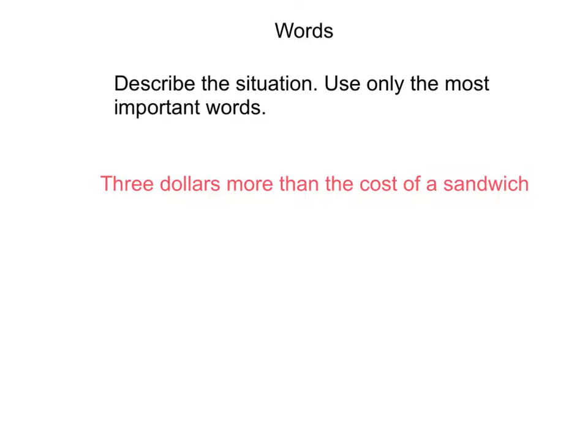So let's take a look at this example. It says $3 more than the cost of a sandwich. The first thing that's important is the $3, because that's telling us how much of something. More than is telling us the operation, and cost of the sandwich is telling us what we're trying to solve.